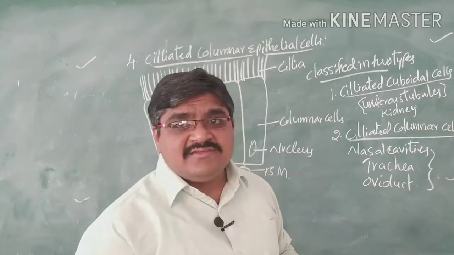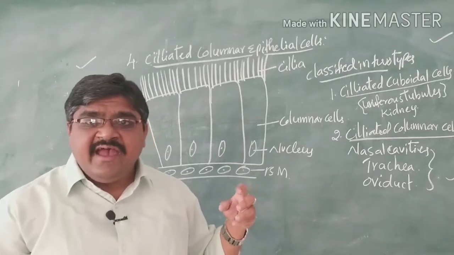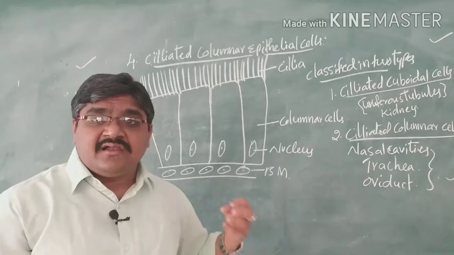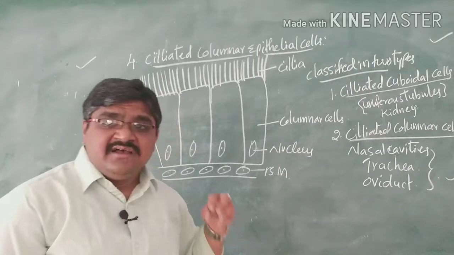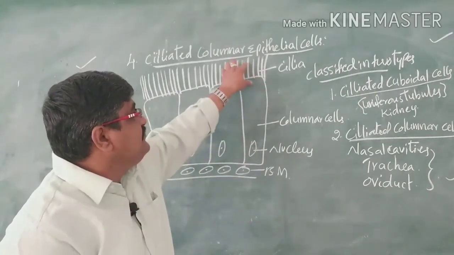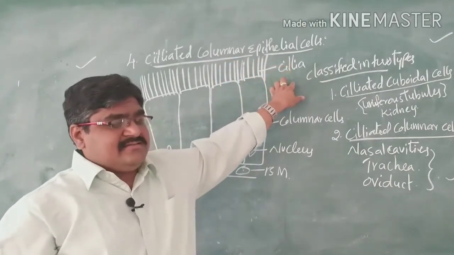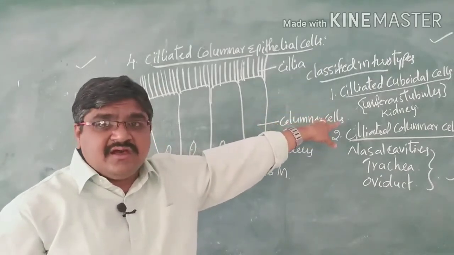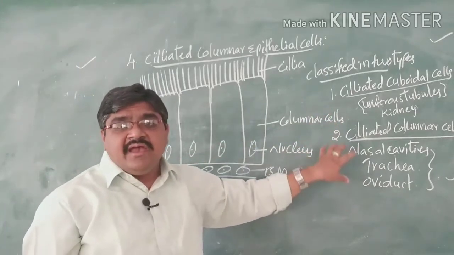What are these? At the free end of columnar cells there are short cytoplasmic or protoplasmic hair-like outgrowths, and such structures are called cilia. That means when the free end has hair-like structures, we call them cilia. Ciliated cuboidal cells are present in the uriniferous tubules of the kidneys, and ciliated columnar epithelial cells are present in the nasal cavity, trachea and oviducts.